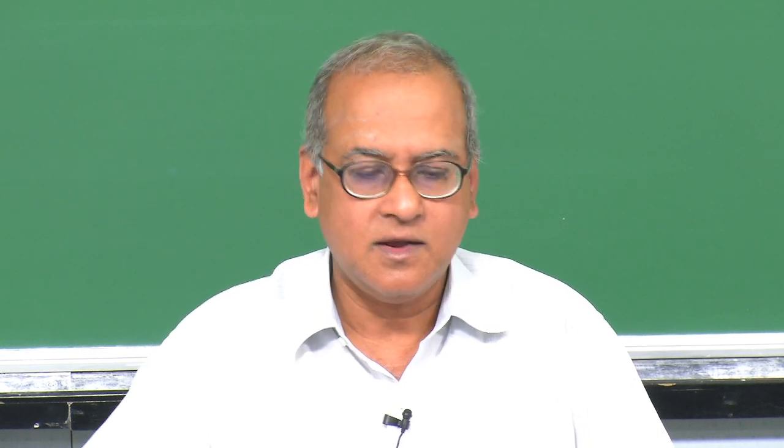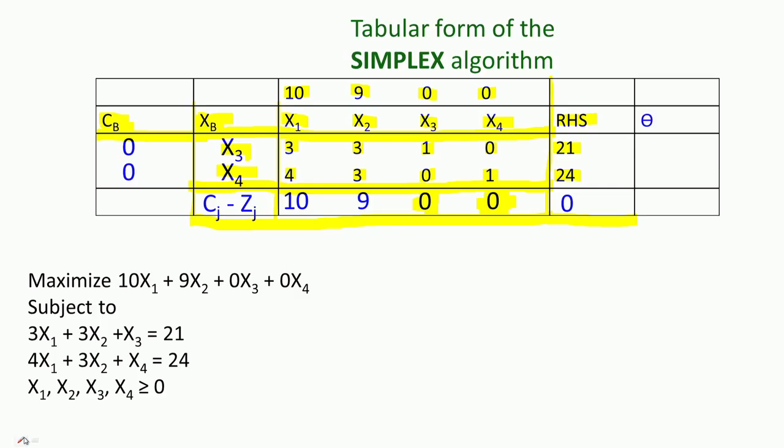So, if we do that, now this is the variable x1 which has the highest Cj minus Zj. So variable x1 comes into the solution. Now when this comes into the solution, it has to replace x3 or x4 because only two variables can be in the solution. There are two equations, so only two variables can be in the solution. Now which one does it replace?